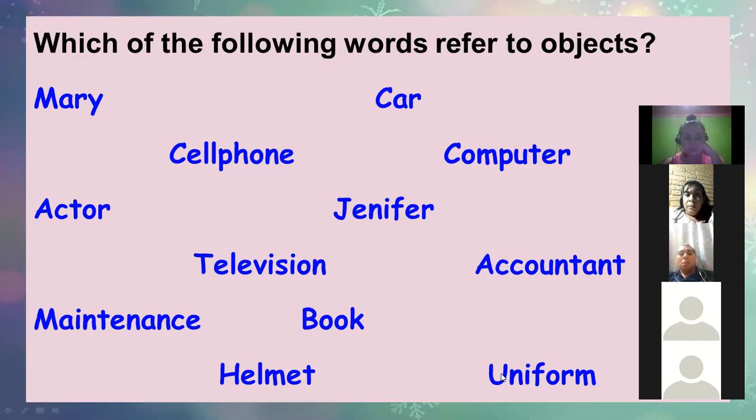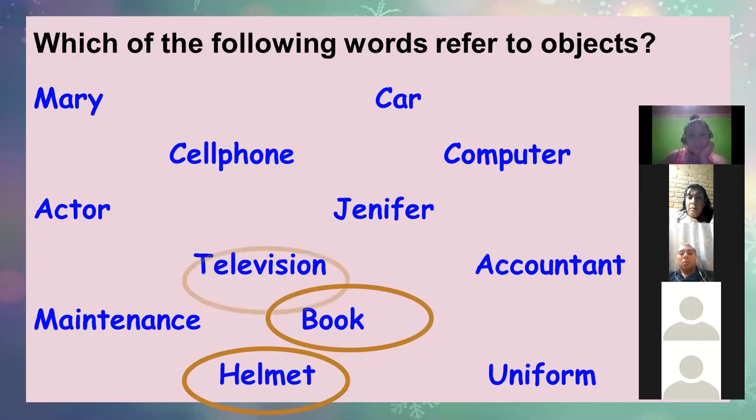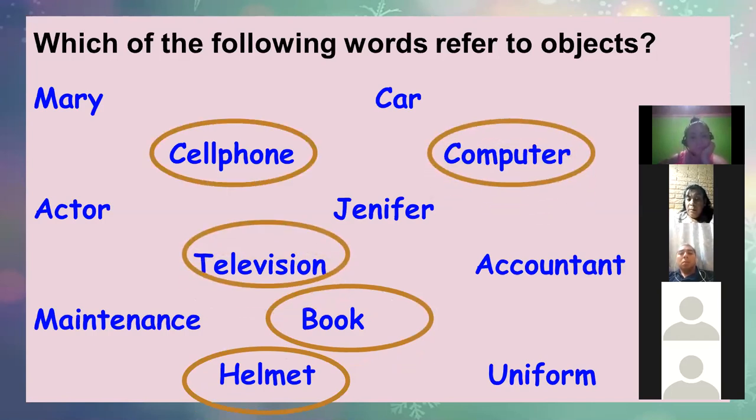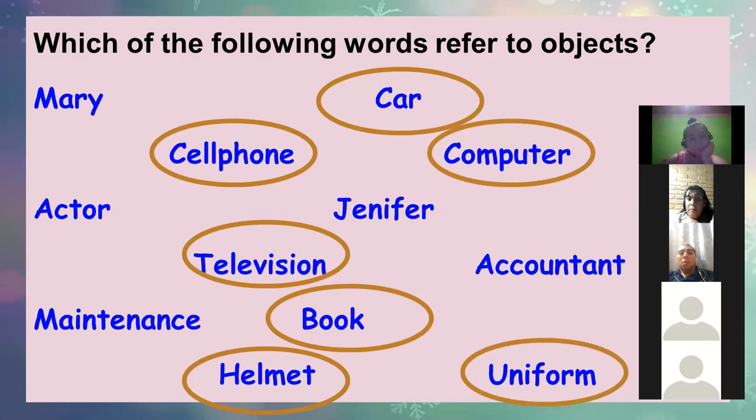Moises, another object? Emperatriz, another object that you observe? Car. That's right. Those are objects. Helmet, book, television, computer, cell phone, car, uniform. The other words refer to something different. Mary is a noun, actor is a profession, Jennifer is a noun, accountant is a profession, maintenance is a profession. And here we have objects.